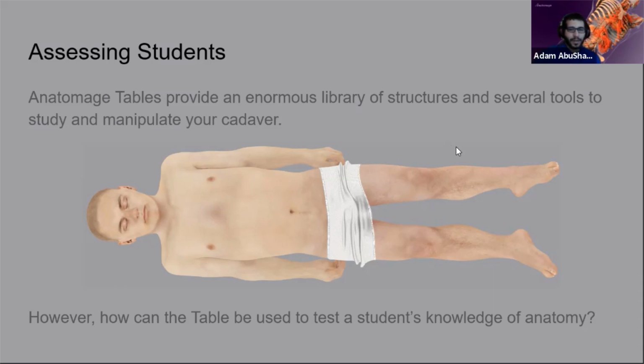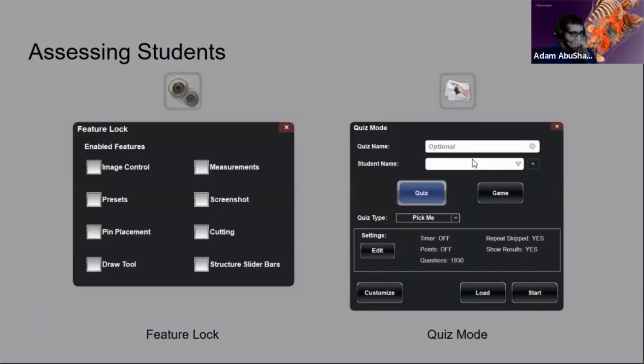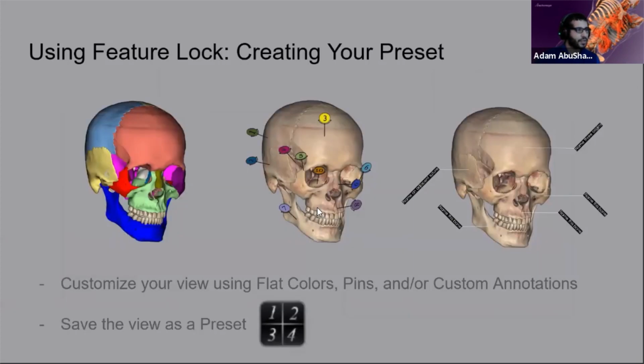We have two main ways of going about assessing students: using the feature lock tool, which is present in the settings. The settings is the gear icon right above the home icon on your Anatomage table. And the quiz mode tool, which is represented by the flashcards. And these are the menus that are brought up when you go into the feature lock or quiz mode. So we're going to start off talking about feature lock.